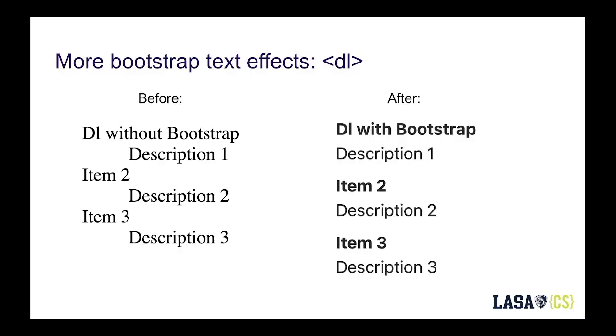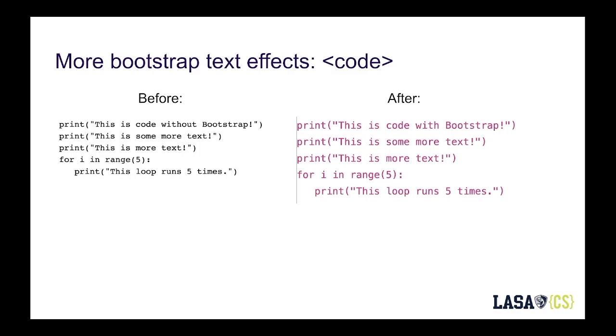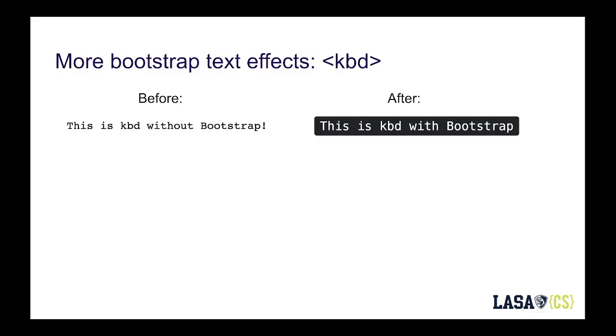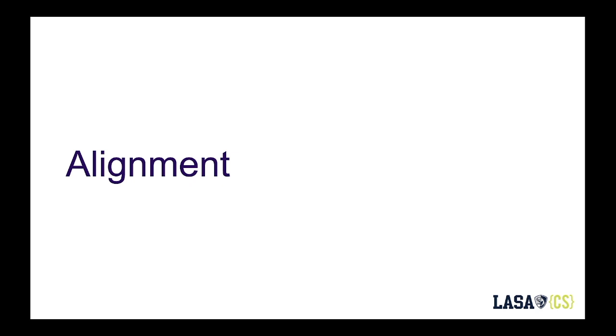Here are some other Bootstrap text effects. This is what a descriptive list looks like before Bootstrap, and then after. You can see the item headings are bolded here. When you want to add code to your web page, you can use the code tag. Without Bootstrap, this is what that would look like. And with Bootstrap, this is what it looks like. There's also the KBD tag, which displays the output of code. This is what it looks like before Bootstrap, and this is what it looks like with Bootstrap applied.